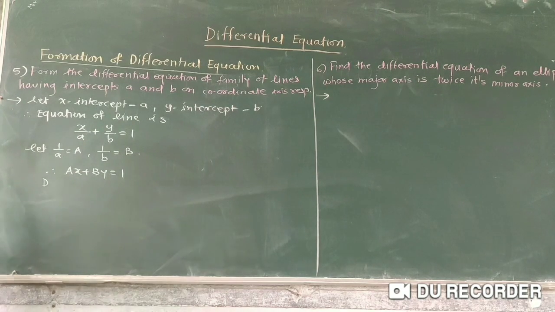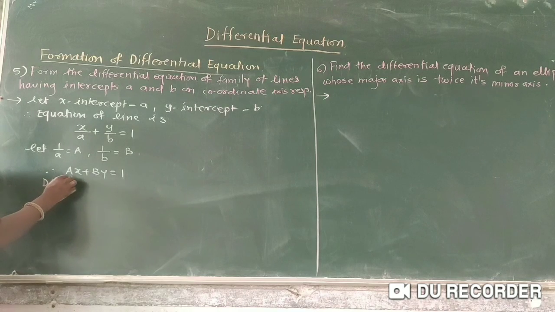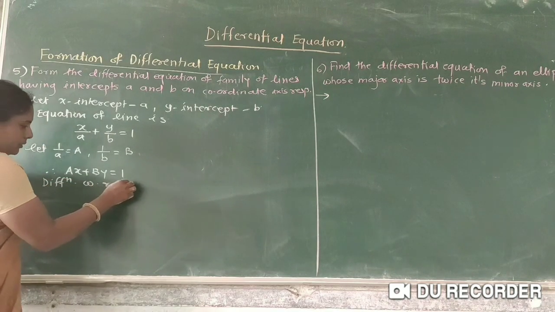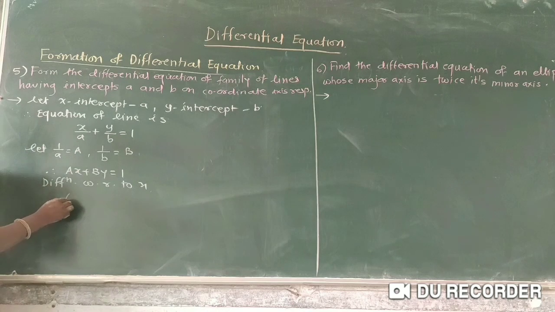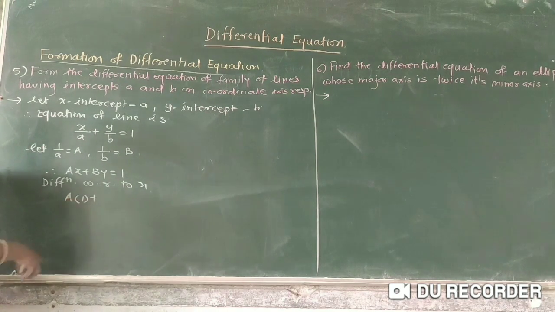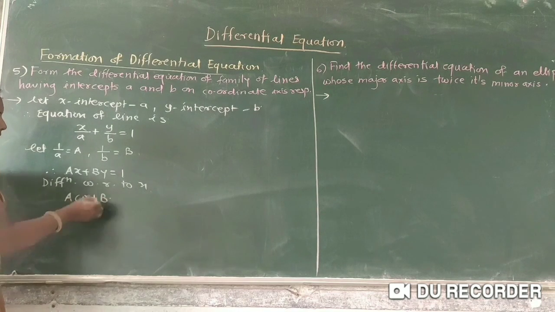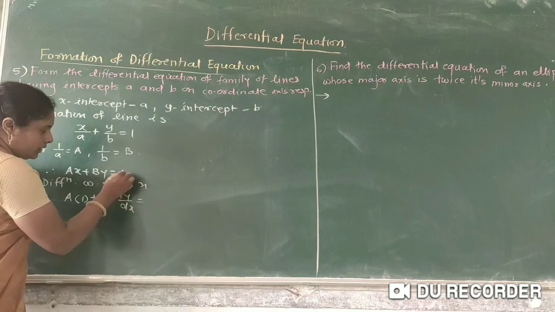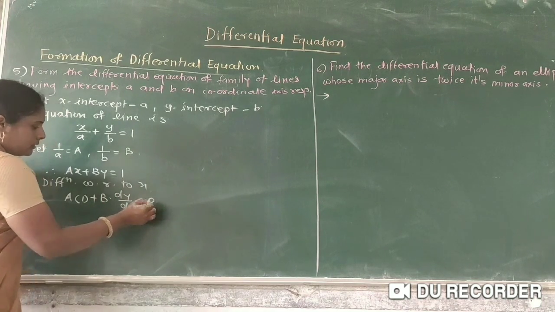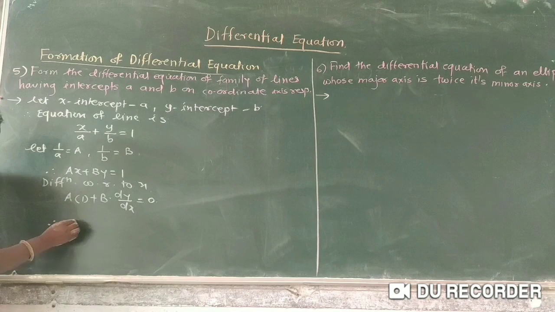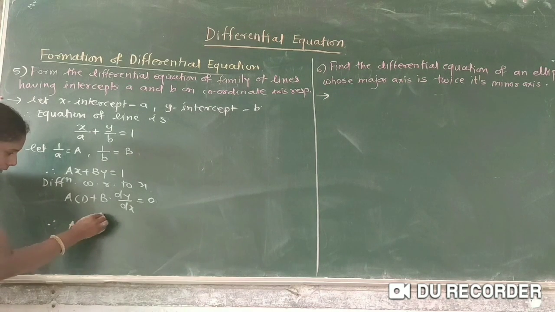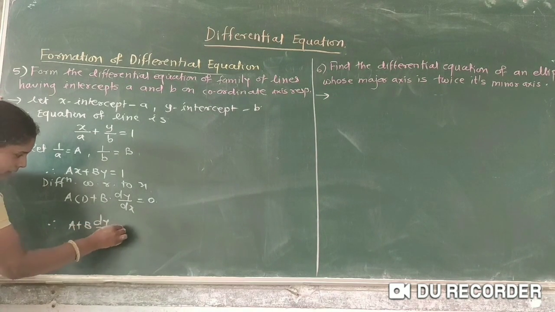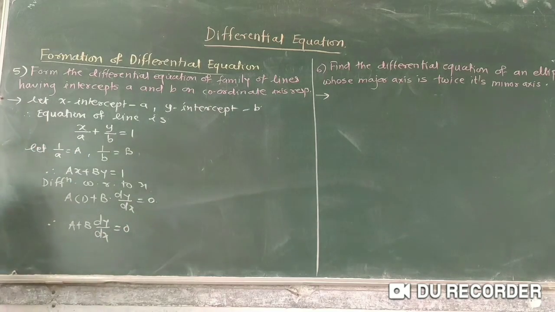There are two constants. Therefore, two times we can differentiate it. Differentiate with respect to x. A is a constant. The derivative of x is 1, plus B is a constant, the derivative of y is dy by dx, equal to the derivative of 1, which is 0. Therefore, we get A plus B into dy by dx is equal to 0.